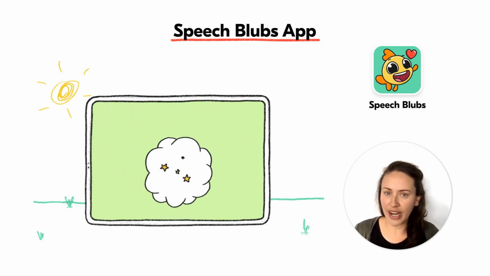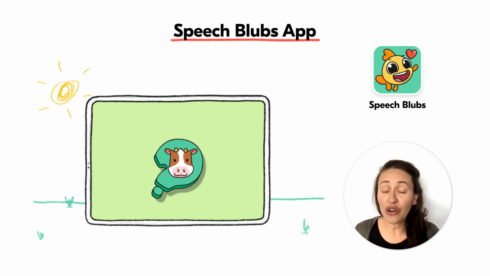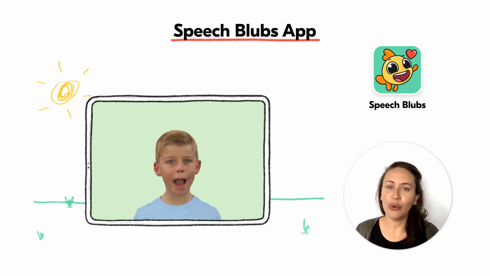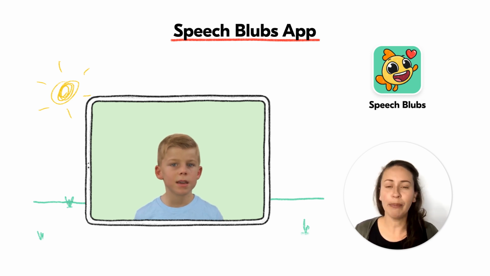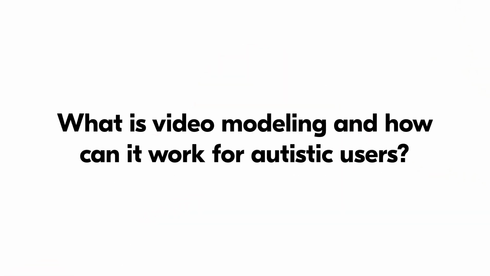They've got something to relate to. It's someone their own age or close to their age working with them through this app. So video modeling for children, but also by children. So what better way to combine practical strategies from a holistic approach with a research-based concept of video modeling from Speech Blubs? Let's stop here for a moment and talk about what video modeling is and how it can work for autistic individuals.